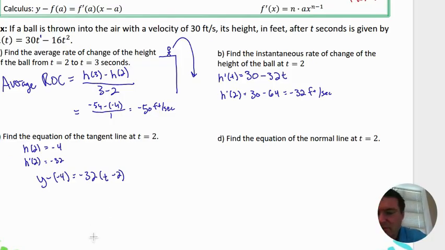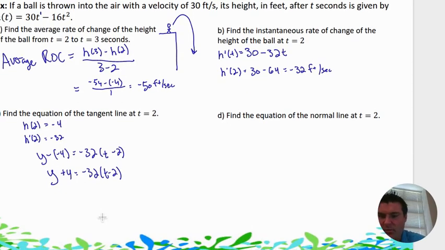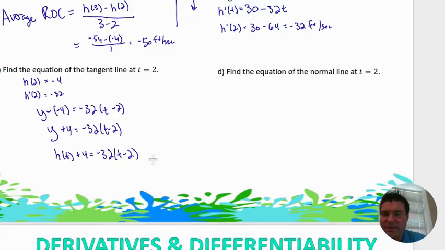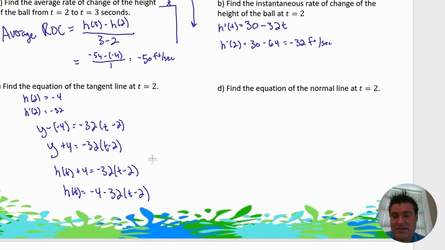All right, we can clean this up a bit. You don't need to clean this up, but it looks a bit nicer. Now our dependent variable isn't y, we actually use h, so I'm going to replace that y with h. So h of t plus 4 equals negative 32 times t minus 2. Now, if you're doing this in a free response question, you don't need to simplify it at all. But this is our notes, so let's just clean this up. So this is going to be h of t equals negative 4 minus 32 times t minus 2. I'm actually not going to clean it up any more than that. That's good enough for me.